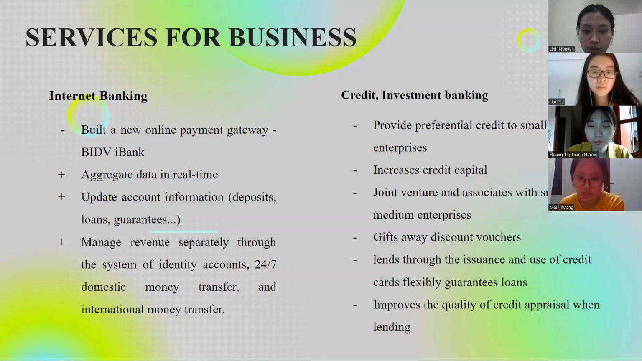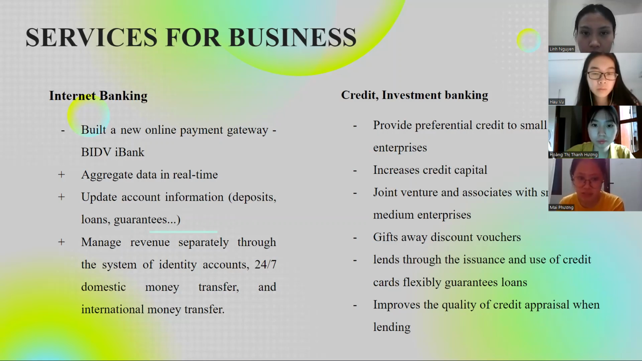Enterprises can manage cash flow flexibly and automatically transfer capital to match their cash flow management needs. BIDV iBank also provides solutions to help businesses manage revenue separately through the system of identity accounts, 24/7 domestic money transfer and international money transfer.